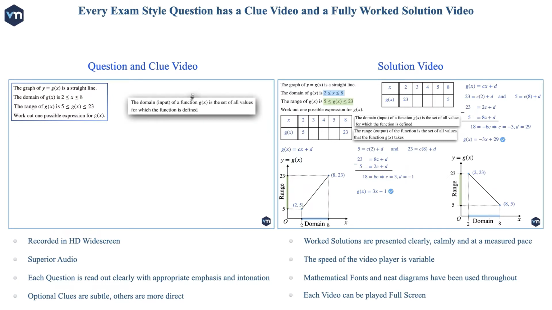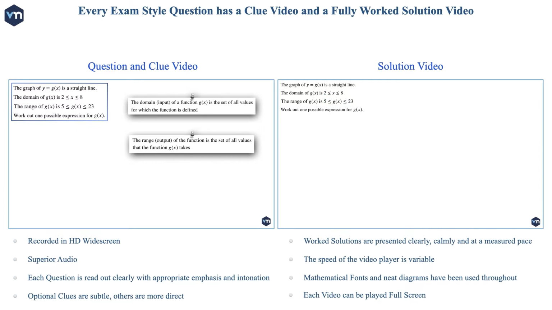The domain, the input of a function g of x, is the set of all values for which the function is defined. The range, the output of the function, is the set of all values that the function g of x takes. These are sometimes known as the input and output of the function.